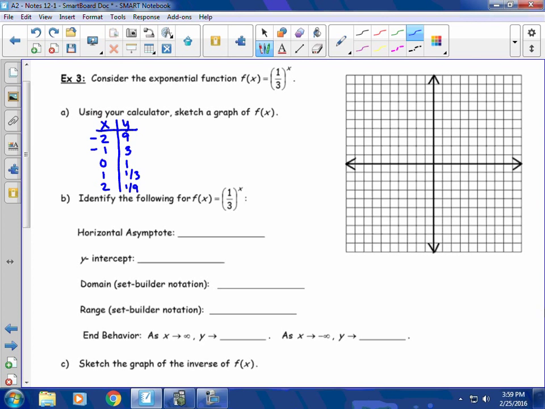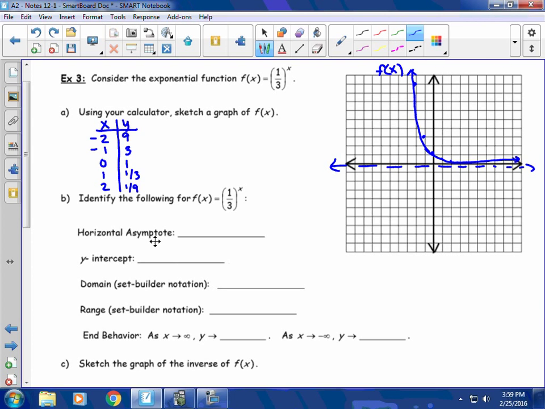So -2, 9. There. -1, 3. 0, 1. 1, 1/3, right about there. 2, 1/9, a little bit lower. There's your exponential decay function this time with regular asymptote of y equals 0. And make sure you label that. This is f of x. Here's our original function.